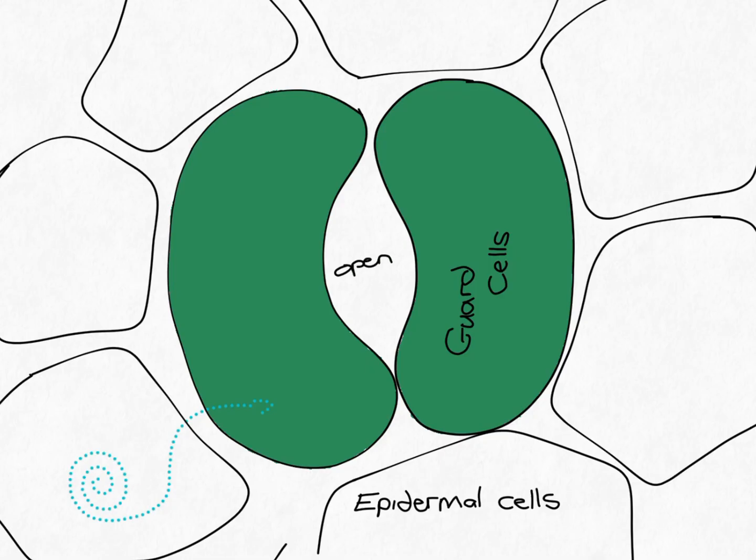Now, if water goes from the guard cells out into the epidermal cells, the guard cells will lose turgidity and move closer together and then close the gap between them, closing the stomata. This means that as soon as the plant needs water to survive, especially in dry conditions, then the stomata will close and less water will be able to escape through the stomata, and the plant will keep the water inside of it where it needs it the most.